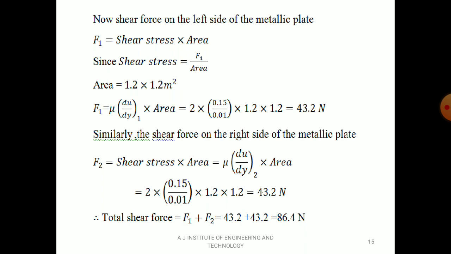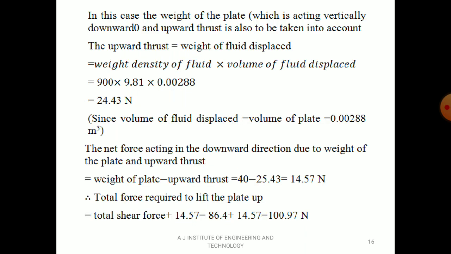The problem is still not complete, so we have to proceed further. In this case, the weight of the plate, which is acting vertically downward, and the upward thrust also have to be taken into account, because the weight of the plate is given. In the previous problem and all, I neglected that weight and thickness, so I didn't consider that weight. But in this case, they have specifically given the weight of the plate. So if you're going to take the weight of the plate, then you have to take the weight as acting downward. For every action, there is an equal and opposite reaction, according to Newton's third law.